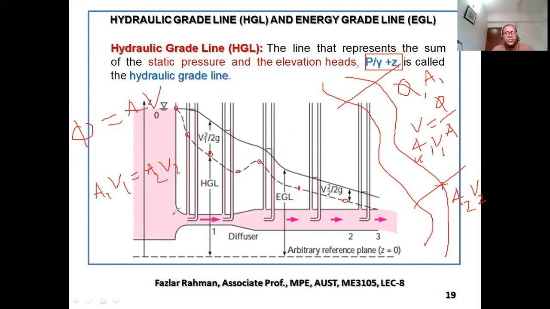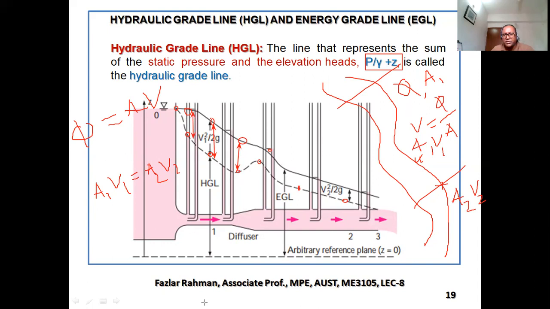If you know V2, then at one point you figure out the V1 square by 2g. So that will be this much. Right over here, you got this value, so you just add it on top of your hydraulic grade line. And right over here, you got this V1 square by 2g. Then you get several points along the line, and then you make a line.